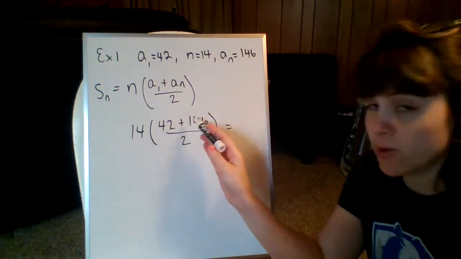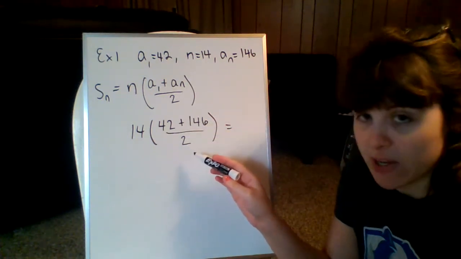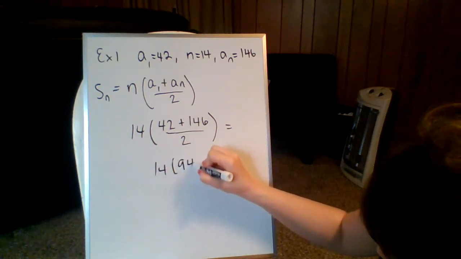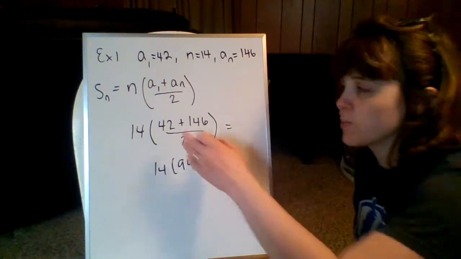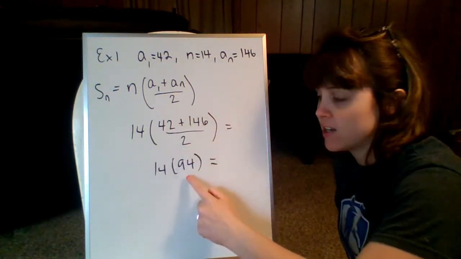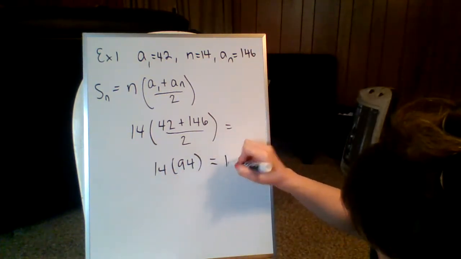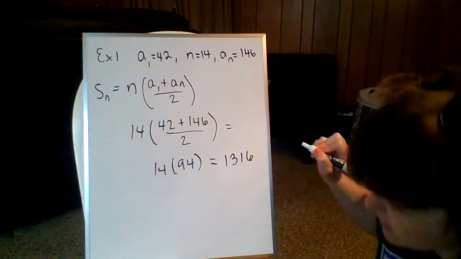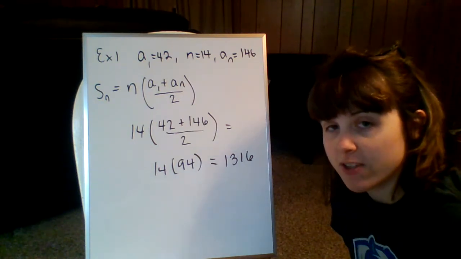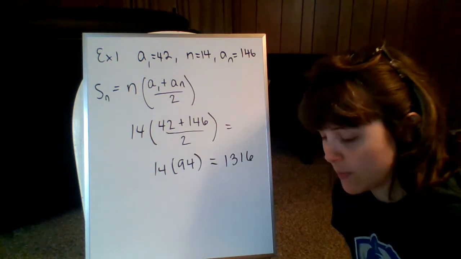So 42 plus 146 divided by 2 ends up being 94, so we're going to have 14 times 94. You always do the part in the parentheses first. You do this plus that divided by 2, and you get that result. And then we're going to multiply these. So when you multiply 14 times 94, you get 1,316. Okay, so that gave us all the things we needed. We just plugged it into the formula and simplified.